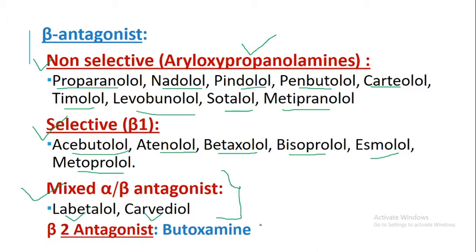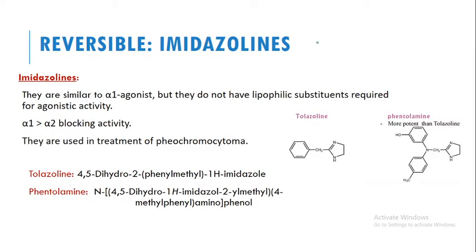And this is the only drug which acts as a beta 2 antagonist, which is butoxamine. These are all selective beta 1 receptor antagonists, and these are all non-selective beta receptor antagonists, which are also called aryloxypropanolamines. So let us start in detail.